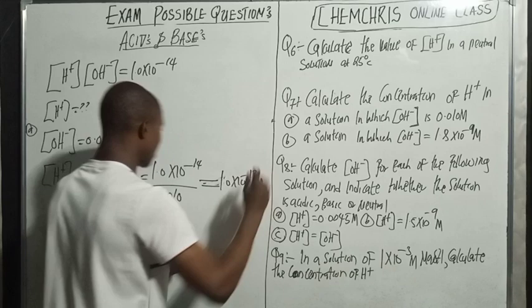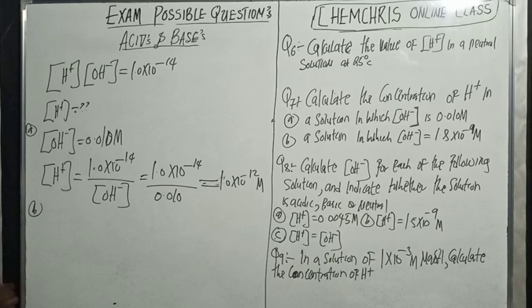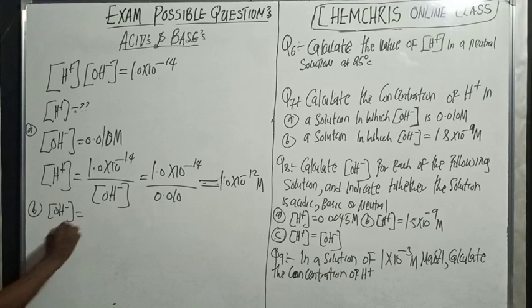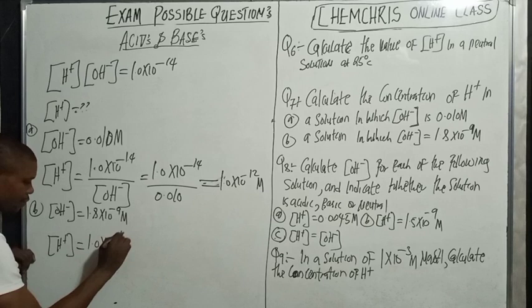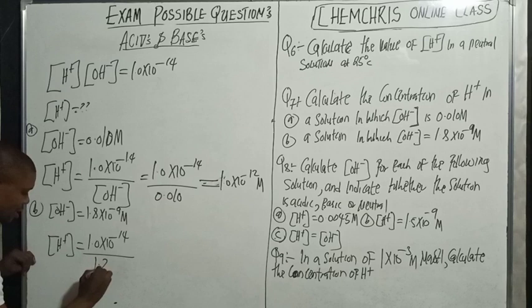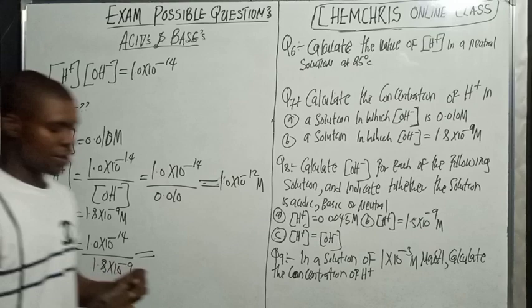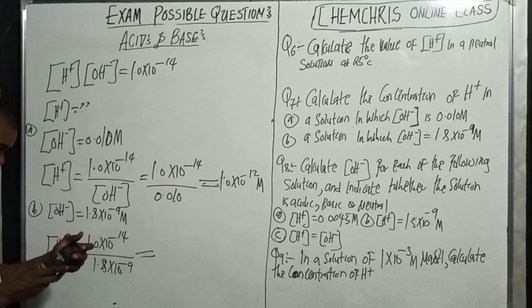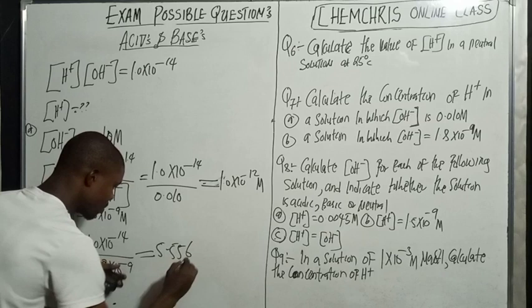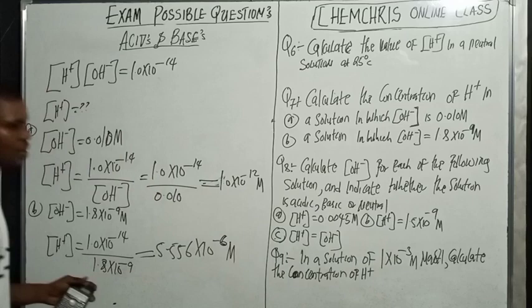So B, here we have OH minus equals 1.8 exponential minus 9 molarity. So it's going to be H plus equals 1.0 exponential minus 14 over 1.8 exponential minus 9. What will be the answer? You have 1.0 exponential minus 14 divided by 1.8 exponential minus 9. So it'll be 5.556 exponential minus 6 molarity. That is it. Do you understand? So this is how to calculate it here.